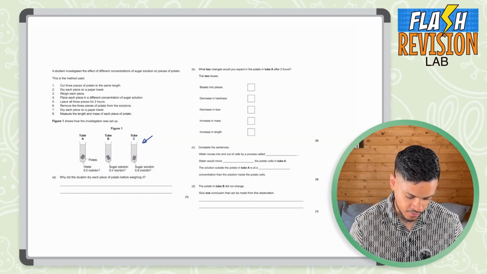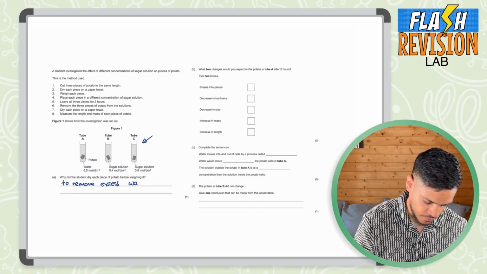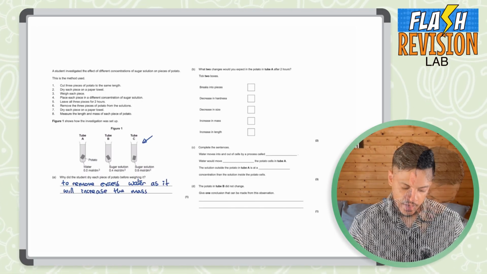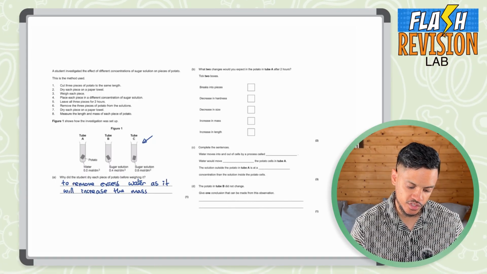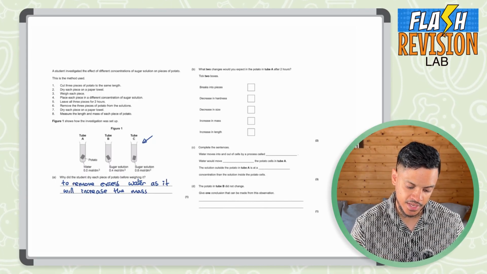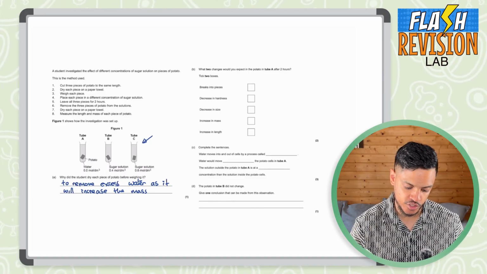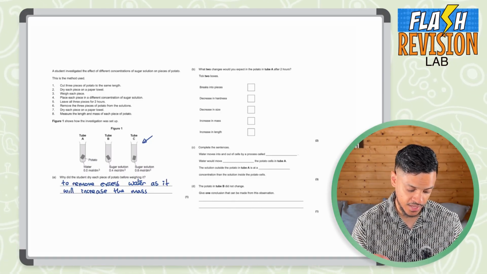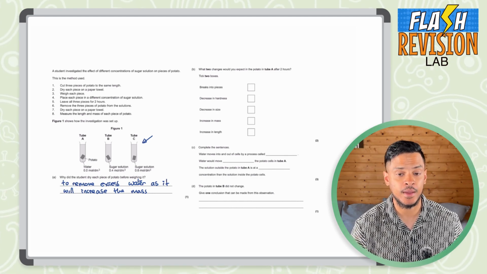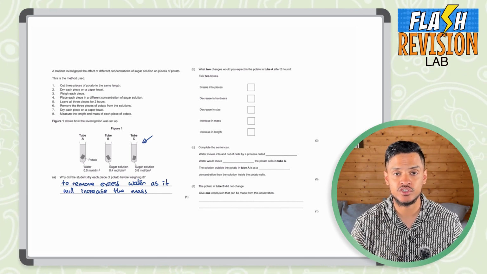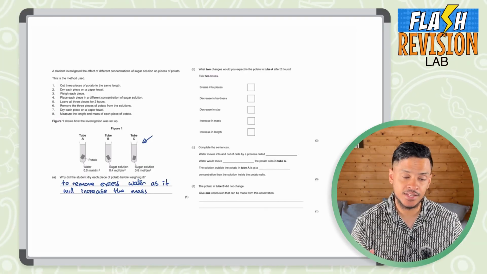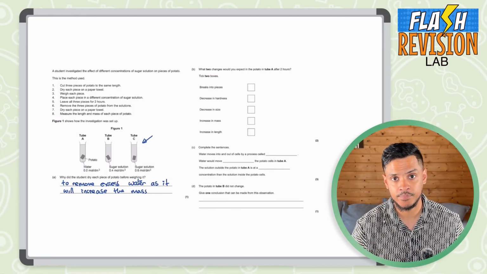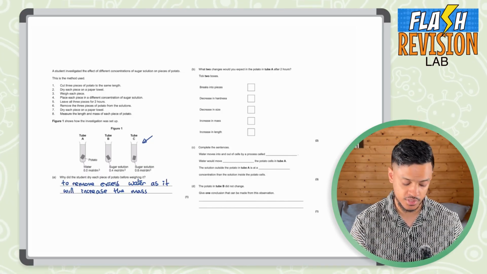So that's what you'd write, to remove excess water, as it will increase the mass. Now for part B, what 2 changes would you expect in the potato in tube A after 2 hours? So tube A, we've got pure water in there because it says water at 0 moles per dm cube. That means there's no sugar in that tube at all. It's pure water. And the potato itself, inside the potato, there is a sugar solution in there. They just naturally have sugar solutions inside them.